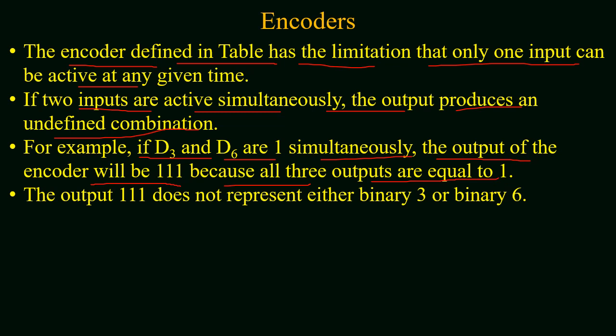This is due to the fact that for D3 the output code is 0, 1, 1, and for D6 the output code is 1, 1, 0. So the combined output will be 1, 1, 1. This is because the input variables are directly summed in the output variables. Now the output code 1, 1, 1 represents D7, and it doesn't represent binary 3 or binary 6.